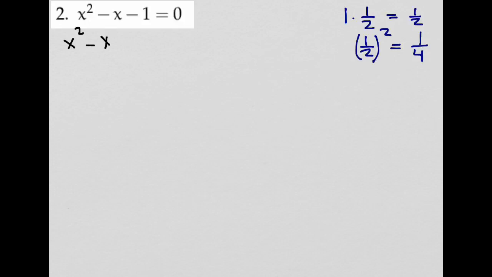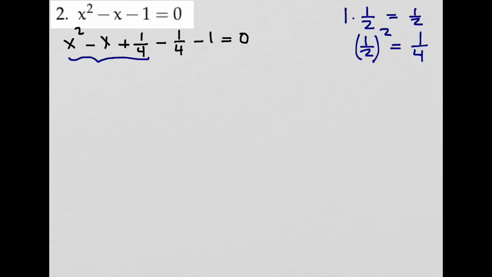We multiply it by 1/2 to get 1/2, and we square the result to get 1 over 4. I'm going to add and subtract 1 over 4 on the left-hand side. So x squared minus x plus 1 over 4 minus 1 over 4 minus 1 equals 0.